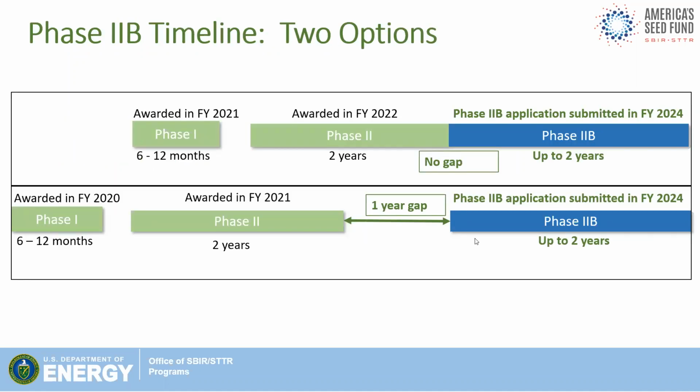So those who are eligible right now for submitting a phase 2B application for this fiscal year 2024 solicitation could be those who were awarded in fiscal year 2022 a phase 2, and they're submitting now, there will be no gap, or those who were awarded a phase 2 in fiscal year 2021. Depending on if there were no cost extensions, there would have been a 1 year gap, and you may submit a phase 2 application in that case as well for phase 2B.